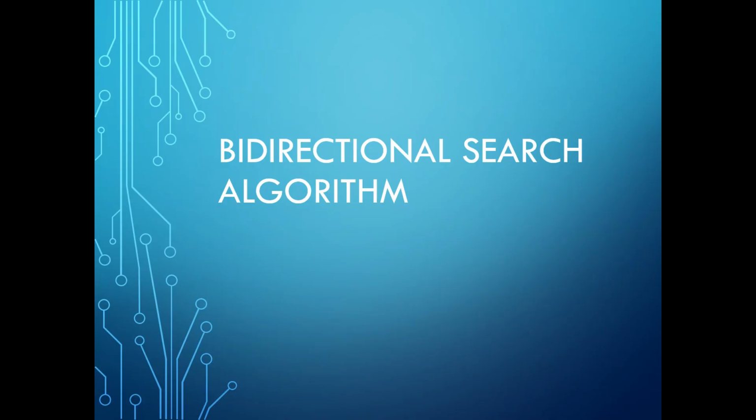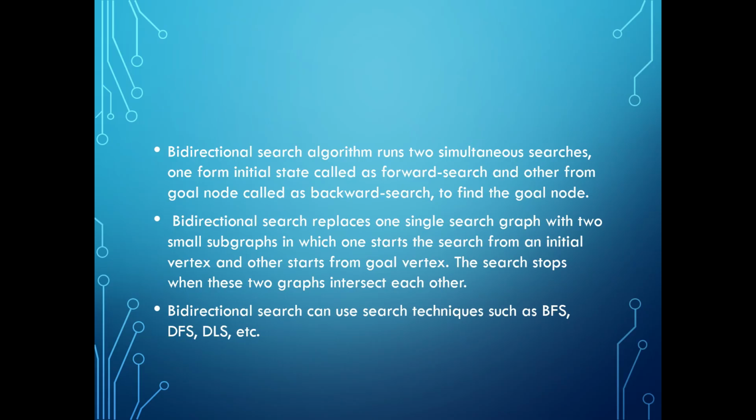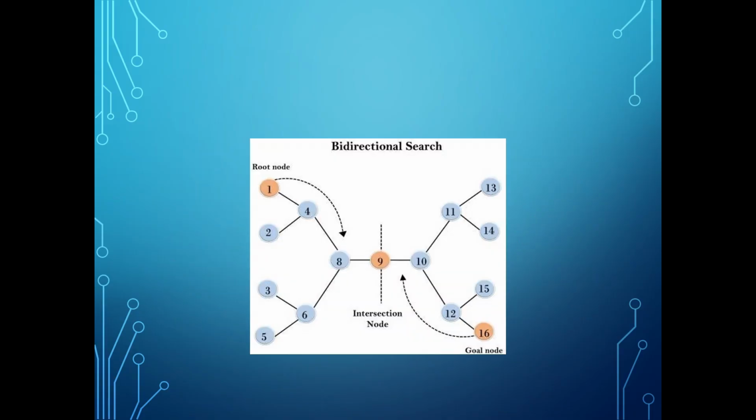Bidirectional search algorithms. Bidirectional search algorithm starts from two directions. One search begins at the start node and another begins at the goal node. The search stops when the two search frontiers meet. This dramatically reduces the search space because instead of exploring b to the power d nodes, it explores roughly 2 times b to the power d by 2 nodes.